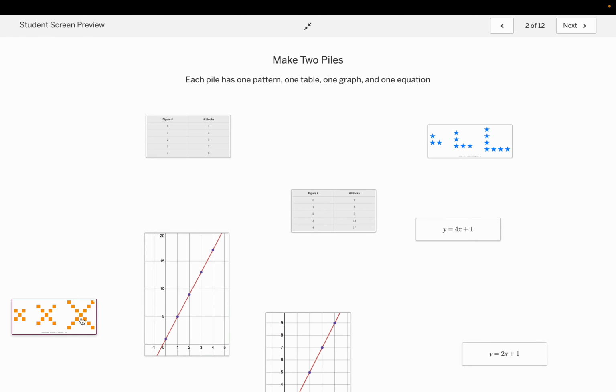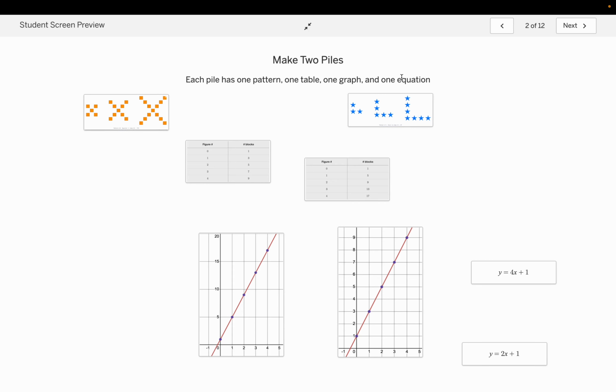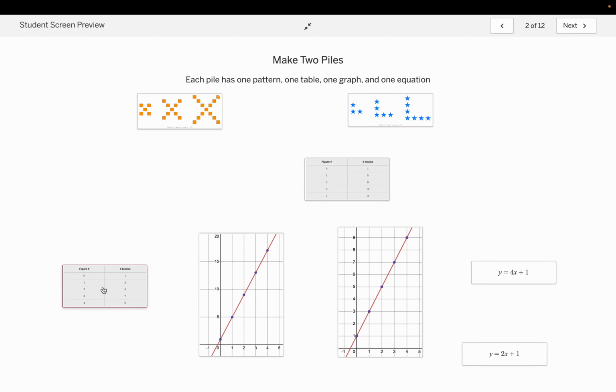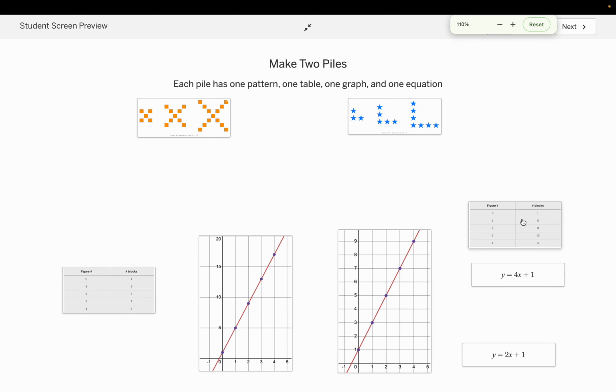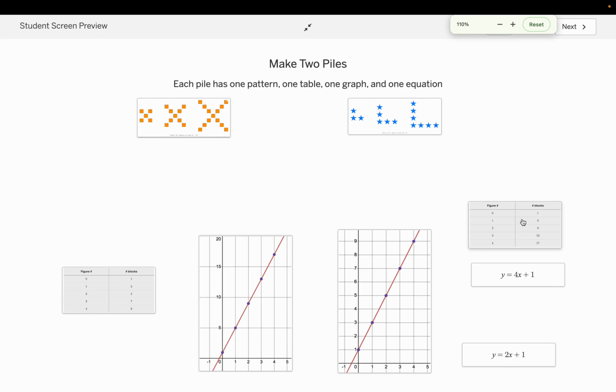And what you can see on this screen is a bunch of pieces that can move around. There's two patterns, you can see two tables, you can see a couple of equations, and you can see these graphs. And the goal for this screen is to make two piles where each pile has one of the patterns, one table, one graph, and one equation. And my recommendation is to start with the patterns. You can move the pieces around, maybe get everything else out of the way, and you can use the tools on your keyboard to make things bigger or smaller to make them easier to see.